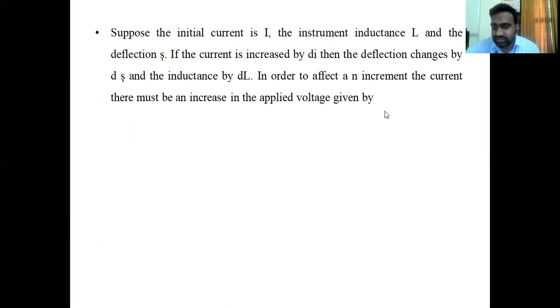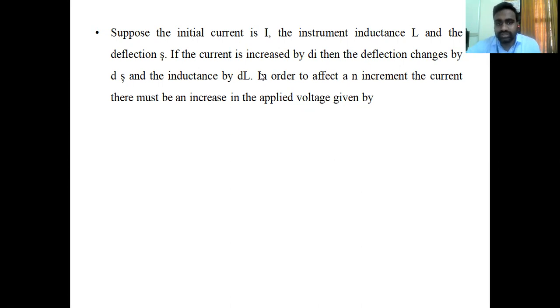Let us derive this torque equation step by step. At the initial instant, the current flowing is I, the inductance in the coil is represented by L, and the deflection is represented by θ. Later there is an increase in current. Initial current is I, change in current is dI. Initial deflection is θ, and change in deflection is dθ. Initial inductance is L, and change in inductance is dL.